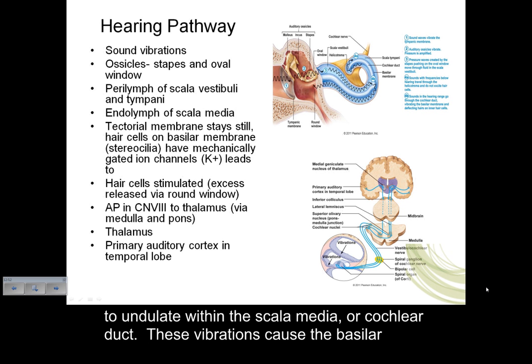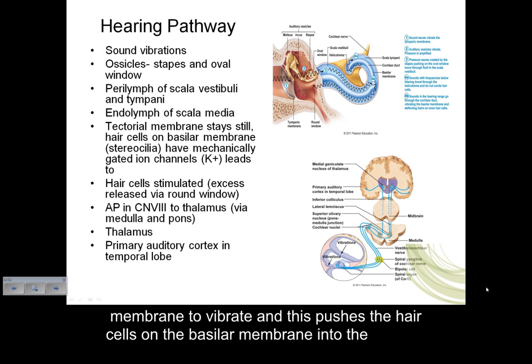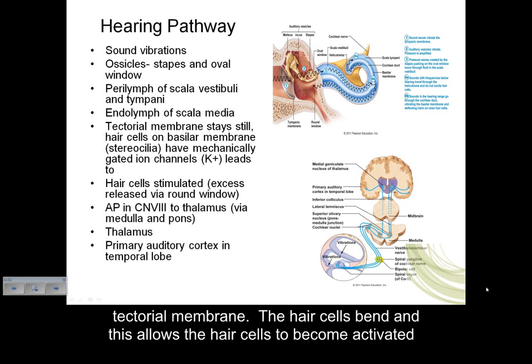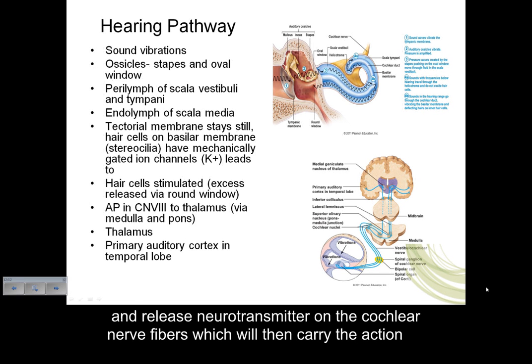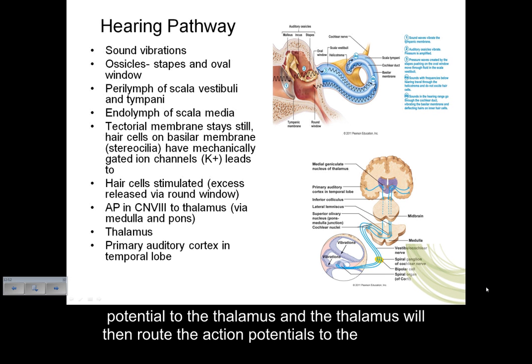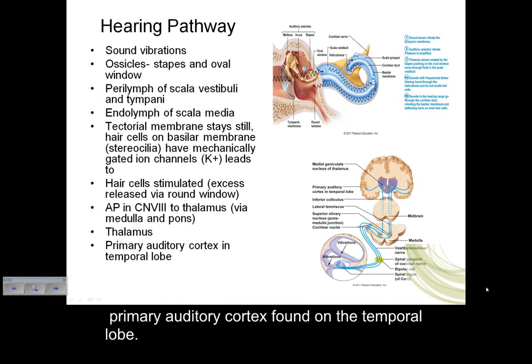These vibrations cause the basilar membrane to vibrate, and this pushes the hair cells on the basilar membrane into the tectorial membrane. The hair cells bend, and this allows the hair cells to become activated and release neurotransmitter on the cochlear nerve fibers, which then carry the action potentials to the thalamus, and the thalamus will then route the action potentials to the primary auditory cortex, found on the temporal lobe. Sounds like another delicious diagram question.